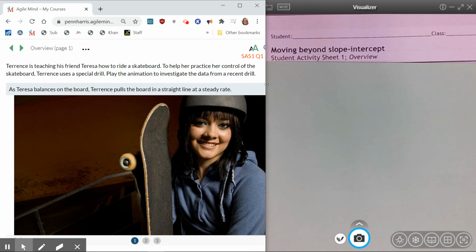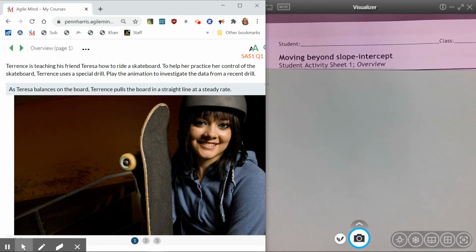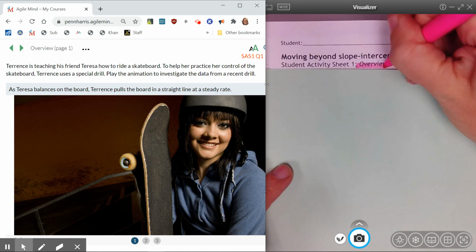All right, guys, welcome back. We are now on topic 5. Topic 5 is called Moving Beyond Slope Intercept. And here today, we are just going to do the student activity sheet 1, which is the overview.